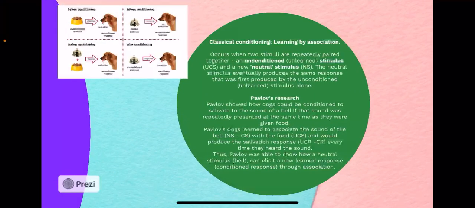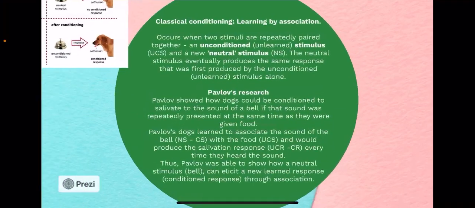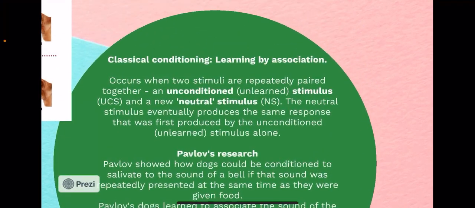Okay, so we'll just go through classical conditioning. Classical conditioning is learning by association. It occurs when 2 stimuli are repeatedly paired together. So an unconditioned stimulus and a neutral stimulus become paired together after several learning experiences. The neutral stimulus eventually produces the same response that was first produced by the unconditioned stimulus.